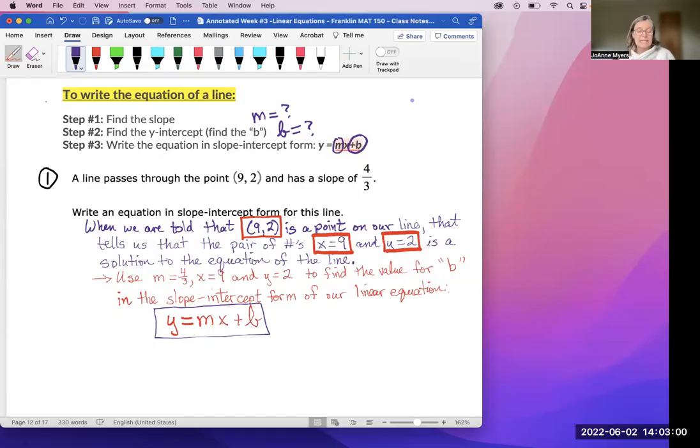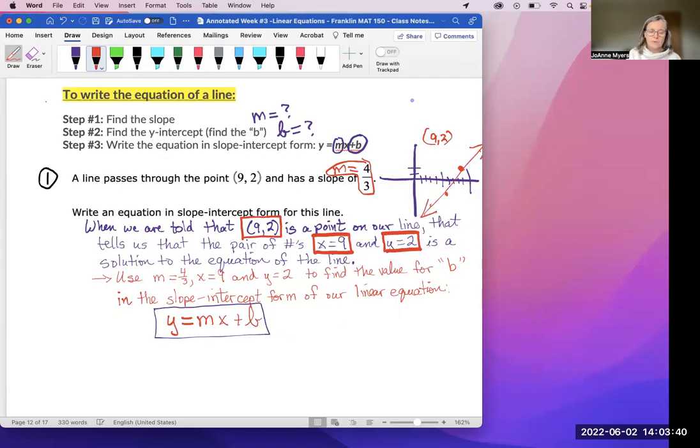So again, we have this point (9, 2) and the slope of 4/3. Let's give a picture. Over 9: 1, 2, 3, 4, 5, 6, 7, 8, 9, 10. So over 9 and up 2 would be right about there. So there's my point, 9, 2. If my slope is 4/3, then I would go up 4 and over 3. I would go down 4 and over 3, down 4 and over 3. So my line is going to look like that.